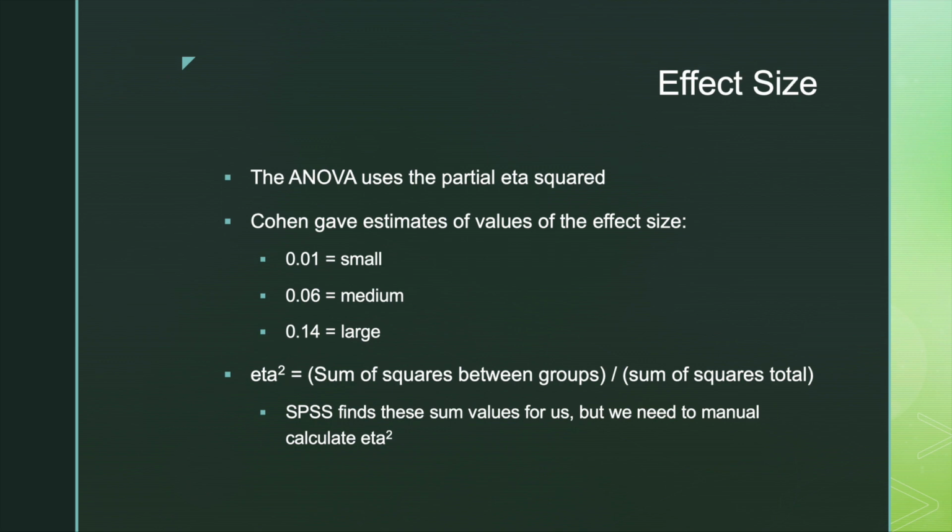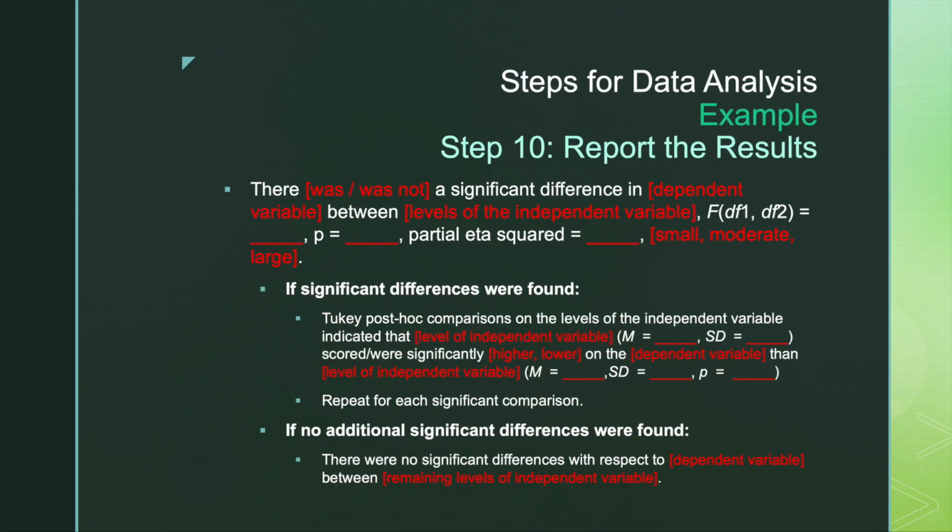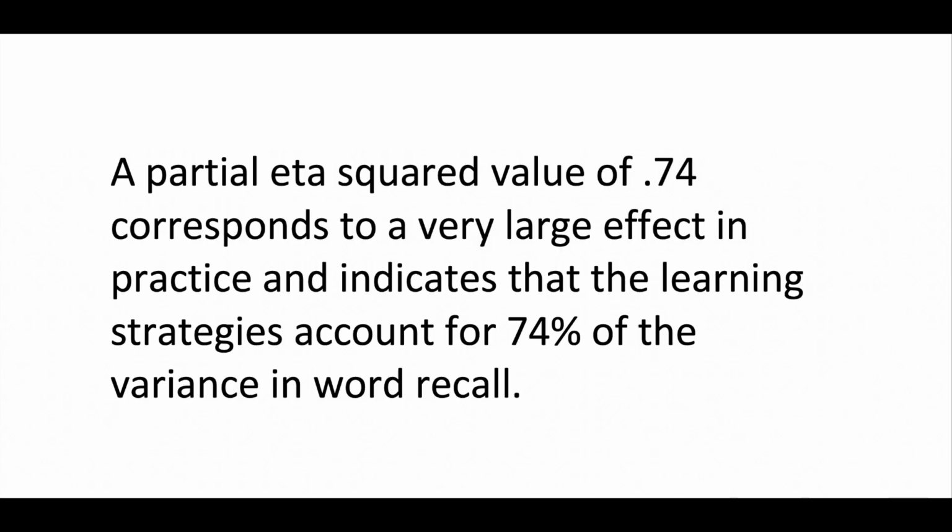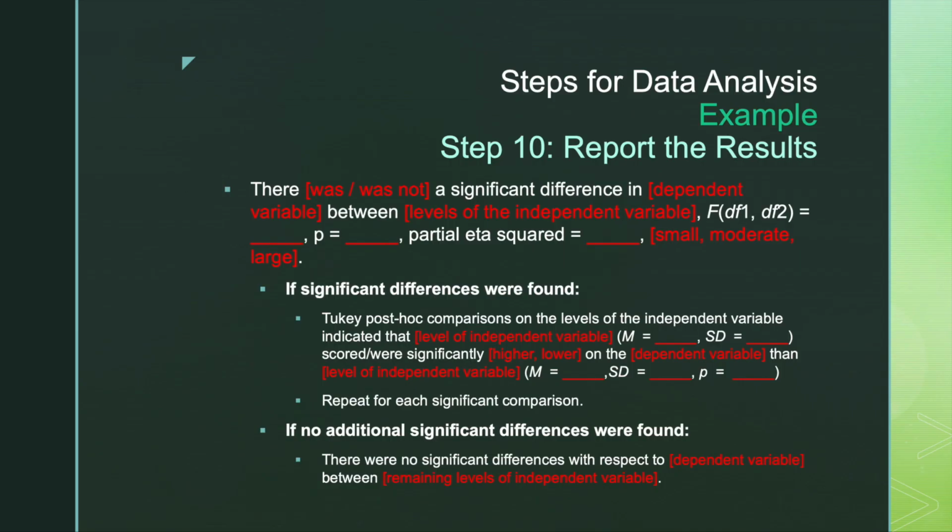Now that's very large. I just want to go over again, what is that partial eta squared value and the effect size actually telling us? This value of 0.74 would correspond to a very large effect in practice, in the real world, and it indicates that the learning strategies accounted for 74% of the variance that we saw in word recall. That's something you would be writing out fully in great detail in the dissertation. All right, continuing on, we have this first sentence pretty much done now.